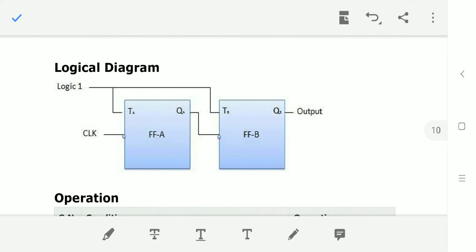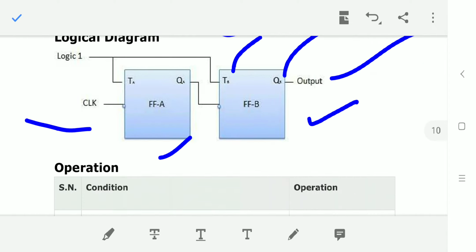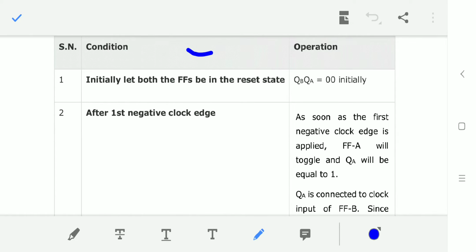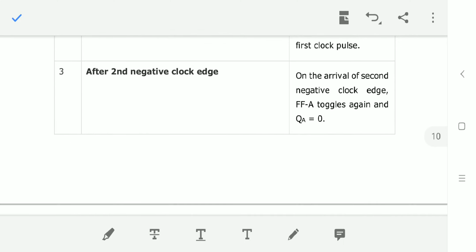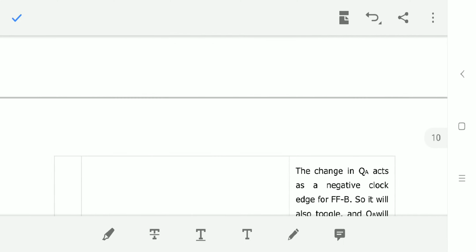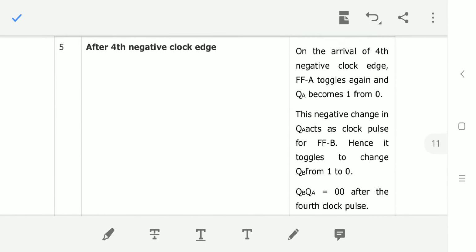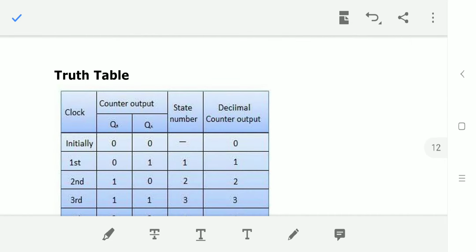Look, this is the clock, first flip-flop, second flip-flop. This is the logic, toggle T, Q, and this is the output. The operation conditions and operations you can study one by one. Truth table.